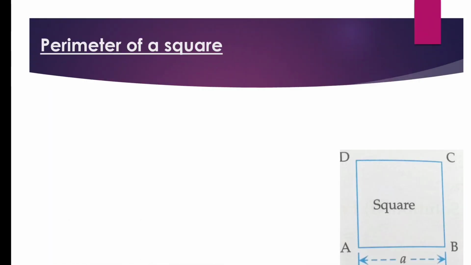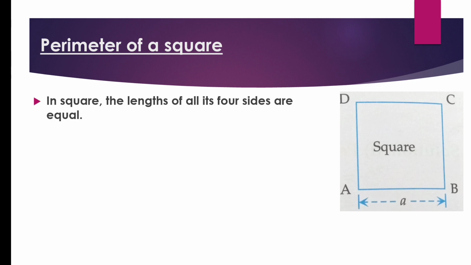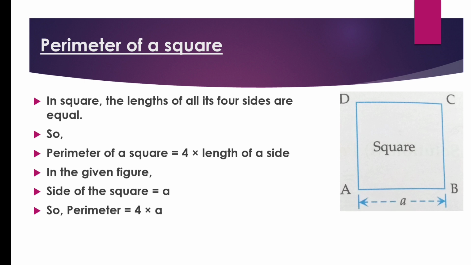Now perimeter of a square. Here you can see a square ABCD. In a square the length of all its 4 sides are equal. So perimeter of a square is equal to 4 into length of a side. Now in the given figure you can see side of the square is equal to a. So the perimeter is equal to 4 into a. So this is the general formula for the perimeter of a square.